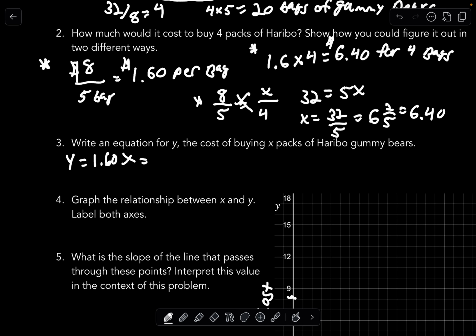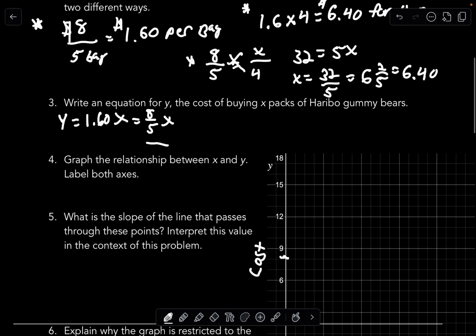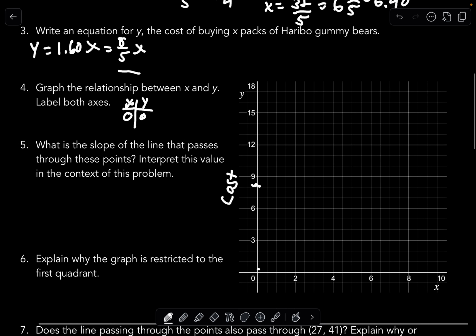$1.60 is 8/5, so y equals 8/5 x. The reason I wrote it like this is now we have a slope that's rise over run, and so to graph this, make a quick little table. We see that when x is 0, y is 0. So we start at 0, 0. When you have no gummy bears, you have no cost. And then you just use the slope of up 8 over 5.